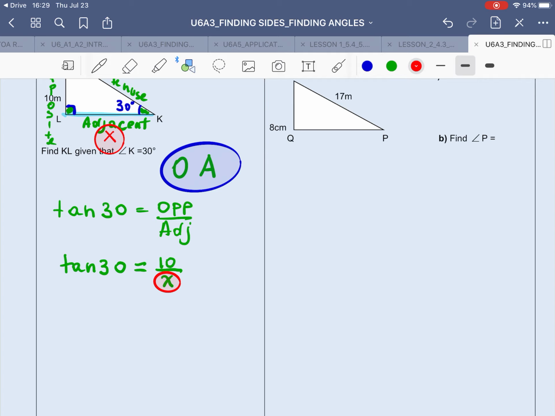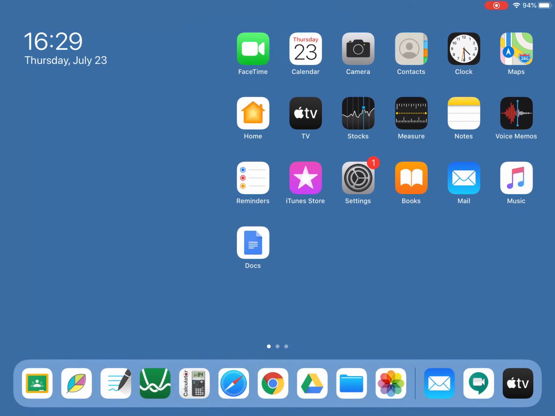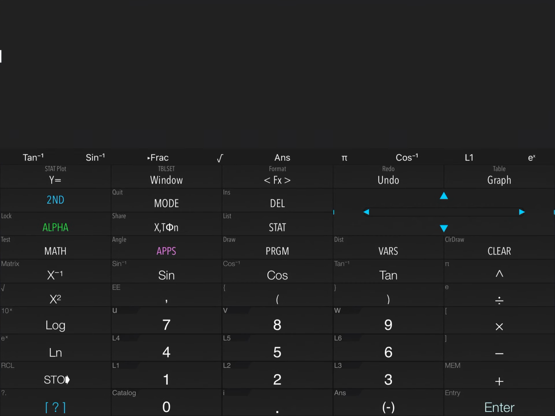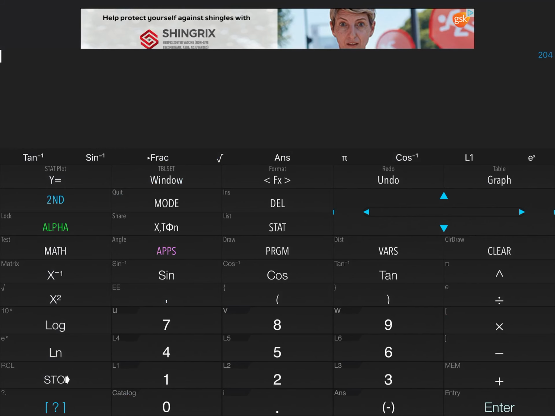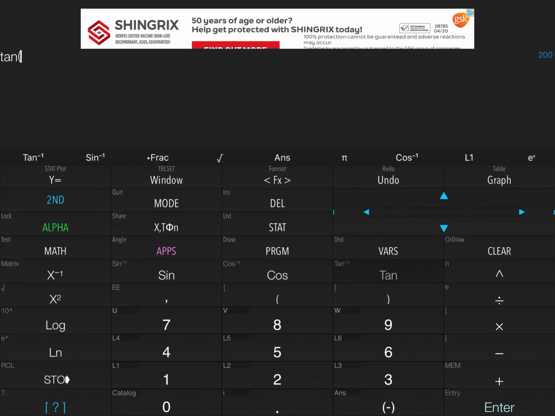So the next thing that we want to do is grab a calculator and find out what tan of 30 is. Remember, your calculator must be in degree mode because the angle is given in degrees. So I'm going to check with my calculator, and it seems that I have the degree mode in here, so I'm good to go. To find the ratio of a given angle, we press the ratio itself, and then we enter the angle, and then equals.